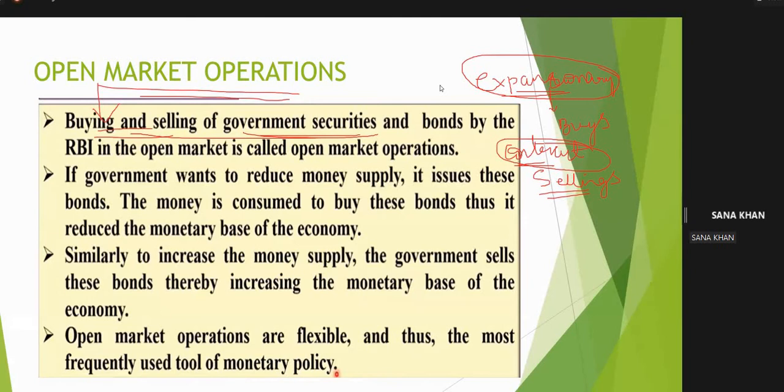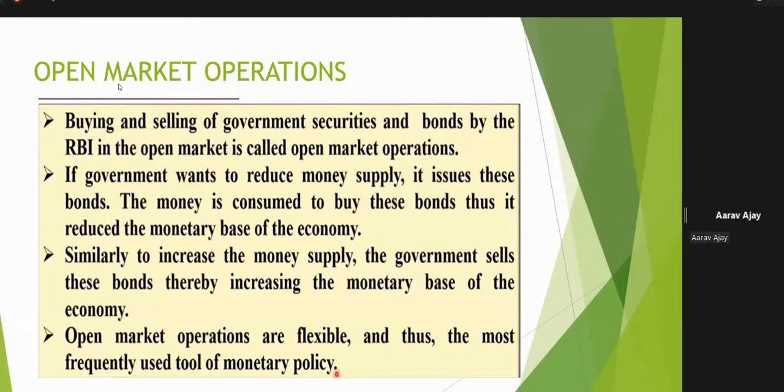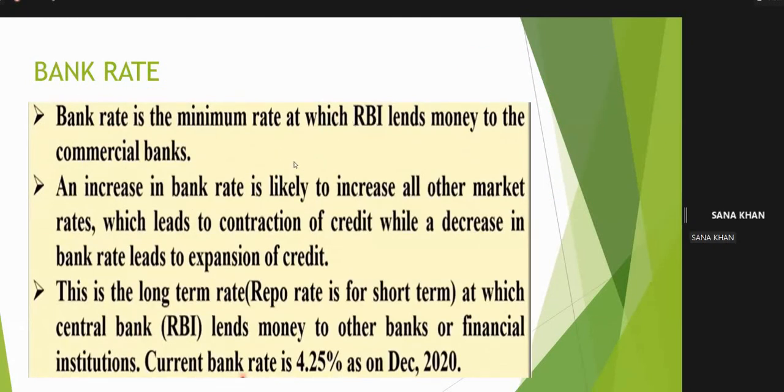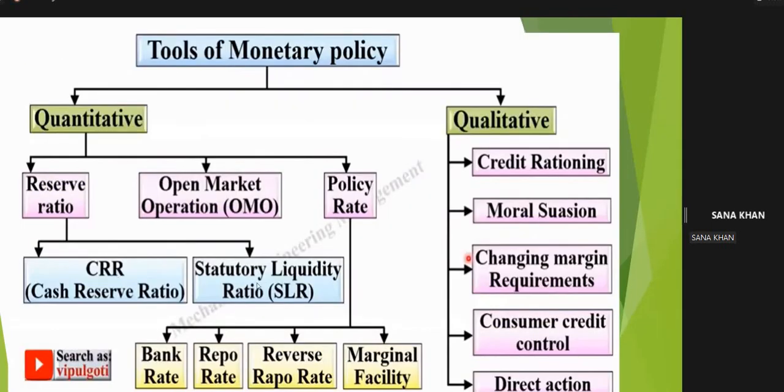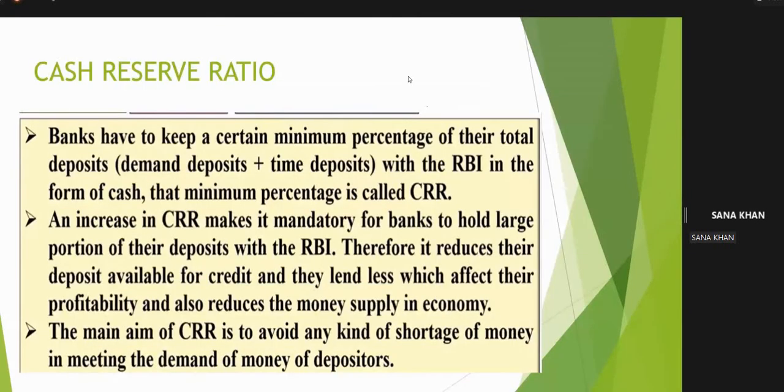Okay? Yes. Then we have bank rate. So I'll just quickly go back. We are done with quantitative measures, reserve ratio. We are done with CRR and SLR. Then open market operations we are done. Now policy rate. There are different policies for expansion and contraction of money supply. Four policies: bank rate, repo rate, reverse repo rate, and marginal standing facility. Policy rates we'll discuss one by one.